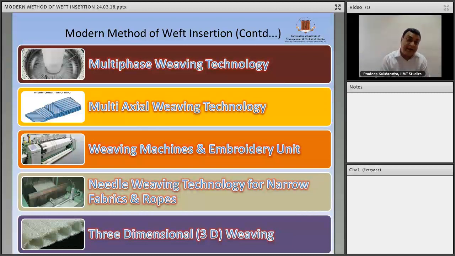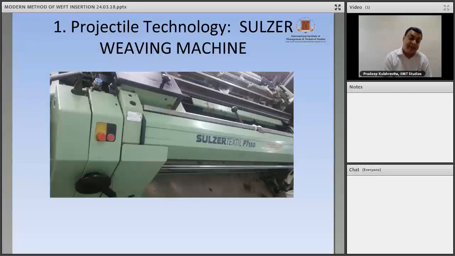If we continue with modern methods of weft insertion, there is multiphase weaving technology, then multi-axial weaving technology, weaving machines and embroidery unit, then needle weaving technology for narrow fabrics and ropes, then 3D weaving. Now we'll go into the depth of these technologies.